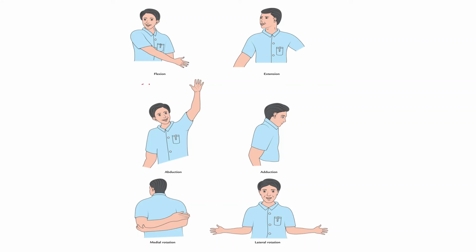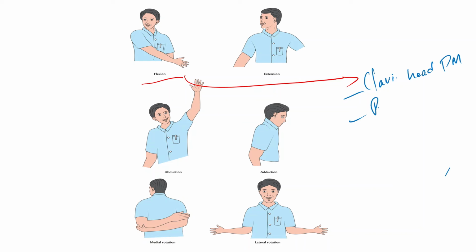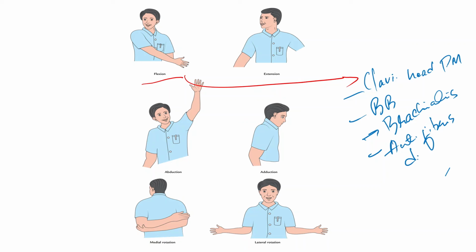Flexion of the joint is mainly caused by the clavicular head of the pectoralis major muscle, and also the muscles of the anterior compartment, that is the biceps brachii, the brachialis, and also by the anterior fibers of the deltoid. So these are the muscles causing the flexion of the shoulder joint.